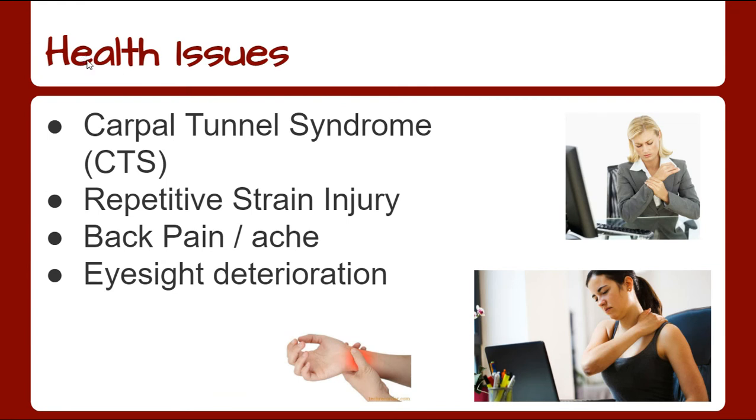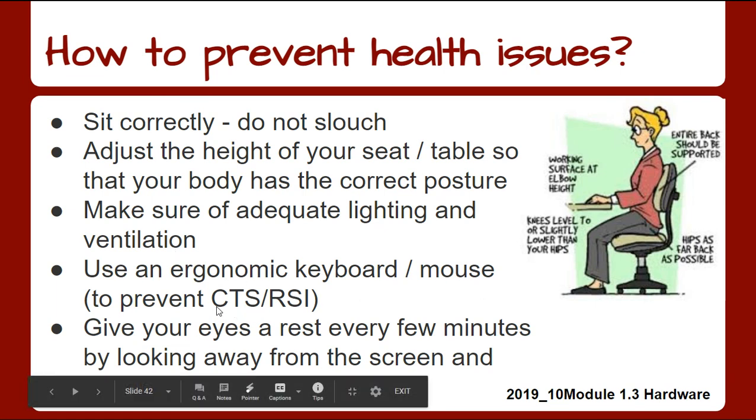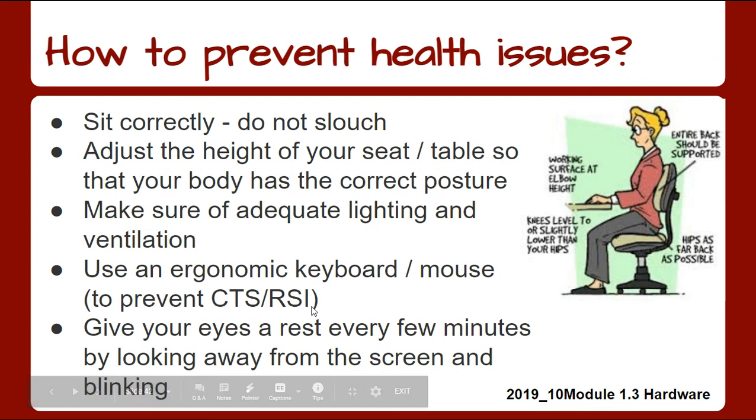Health issues for your computer user. Carpal tunnel syndrome, repetitive strain injury, back pain or back aches, eyesight deterioration. How to prevent health issues. Sit correctly. Do not slouch. Adjust the height of your seat and table so that your body has the correct posture. Make sure of adequate lighting and ventilation. Use an ergonomic keyboard or mouse to help to prevent carpal tunnel syndrome or repetitive strain injury. Give your eyes a rest every few minutes by looking away from the screen and blinking.